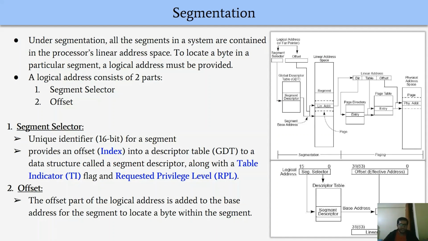So under segmentation, all the segments in a system are located in the processor's linear address space. And to locate a particular byte in a particular segment, a logical address is generated. This logical address consists of two parts, the first being the segment selector and the second being the offset. Segment selector is nothing but a 16-bit identifier for a segment. It does not point to the exact location of the segment, but it helps in generating that segment using what is known as segment descriptor.